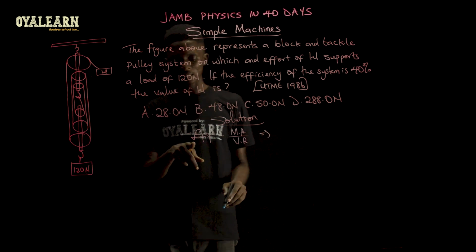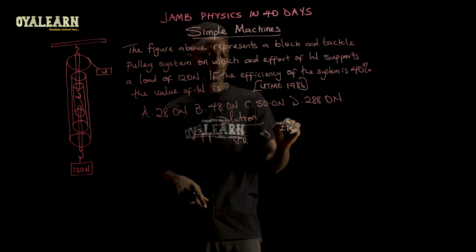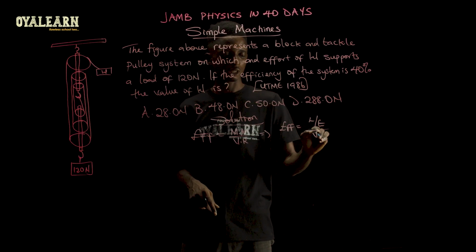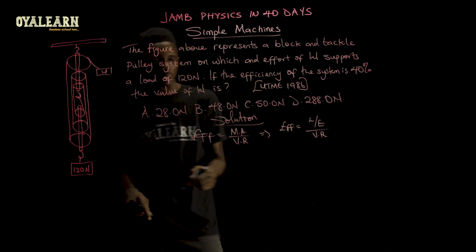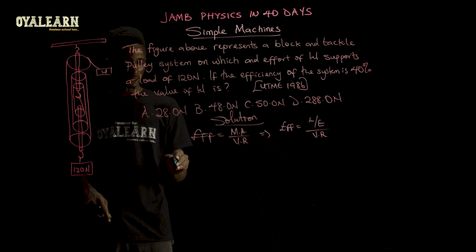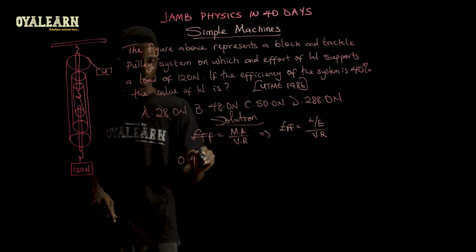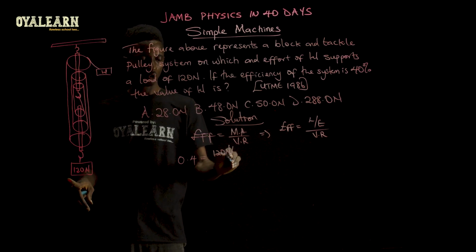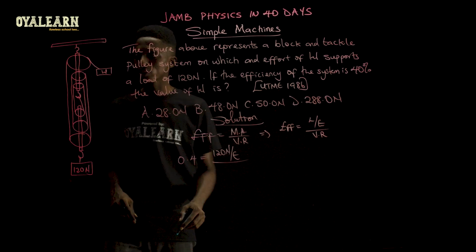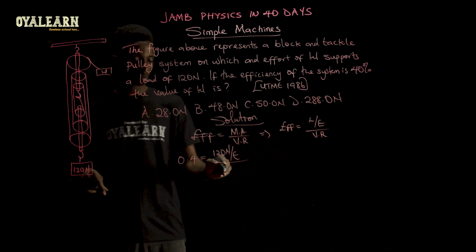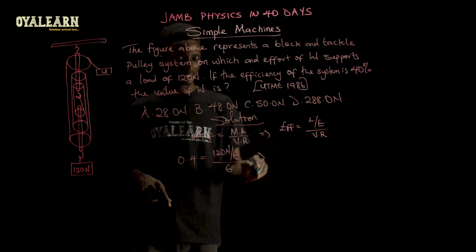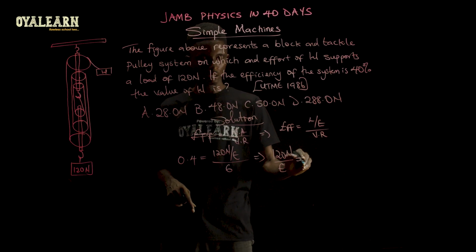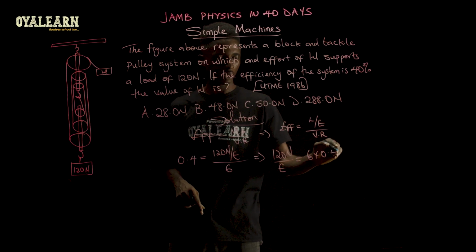From here we can break this down and say efficiency equals load over effort divided by velocity ratio. So let's apply that. Efficiency is 40%, so that will be 0.4 equals load, 120 newtons over effort, all divided by velocity ratio, which will be 6 because we have 6 pulleys here. So what this implies is that 120 newtons divided by effort equals 6 times 0.4.